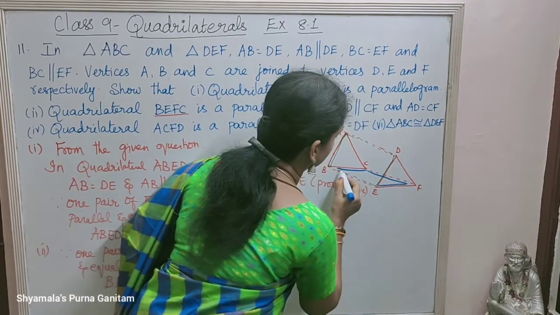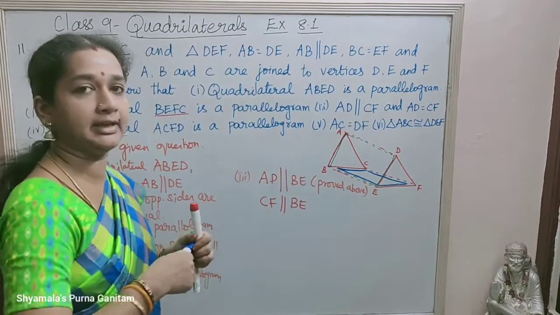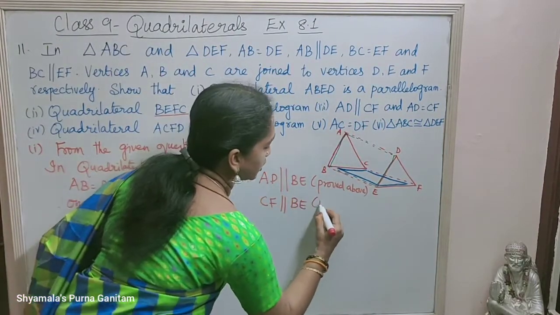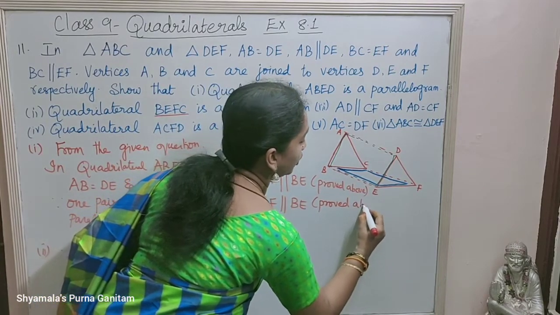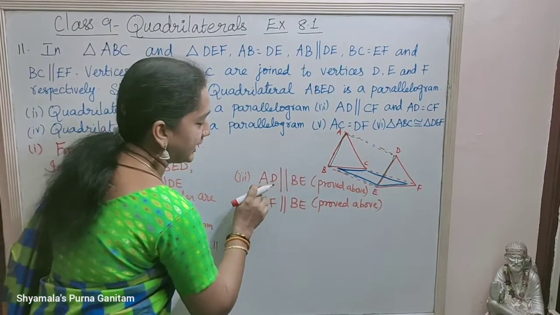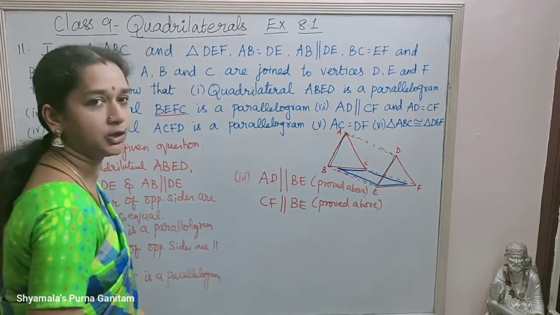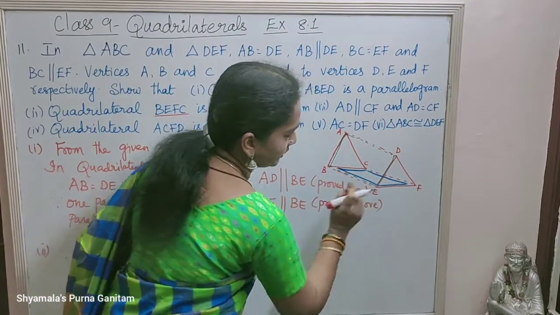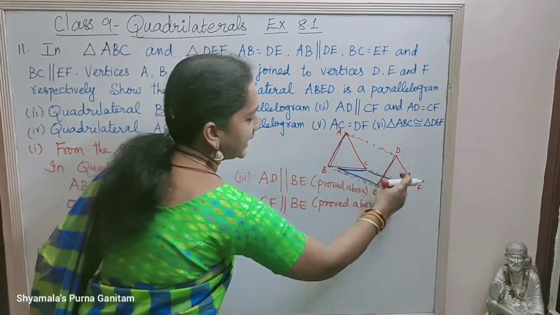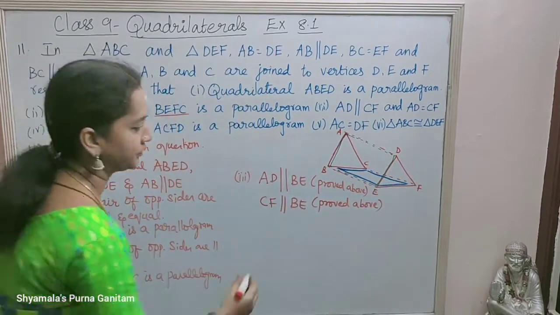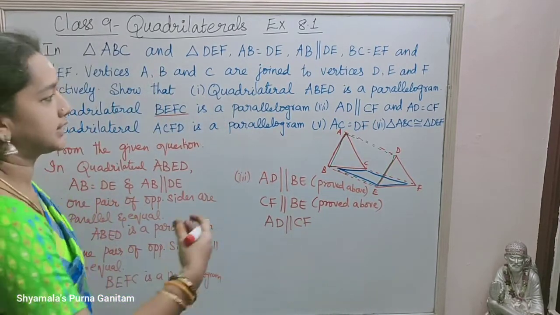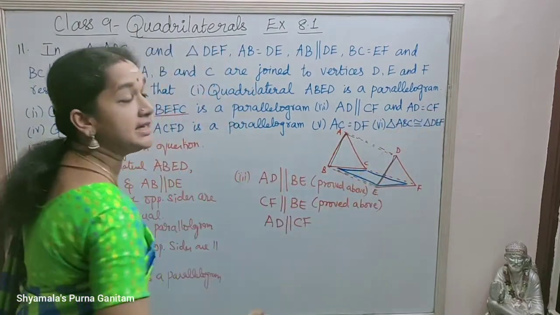So, this part is proved now. From that we are taking these two opposite sides are parallel. This is also proved above. From the above two proofs, since AD is parallel to BE and CF is parallel to BE, we can say that AD is parallel to CF. AD parallel to CF. Okay, and now AD is equal to CF.